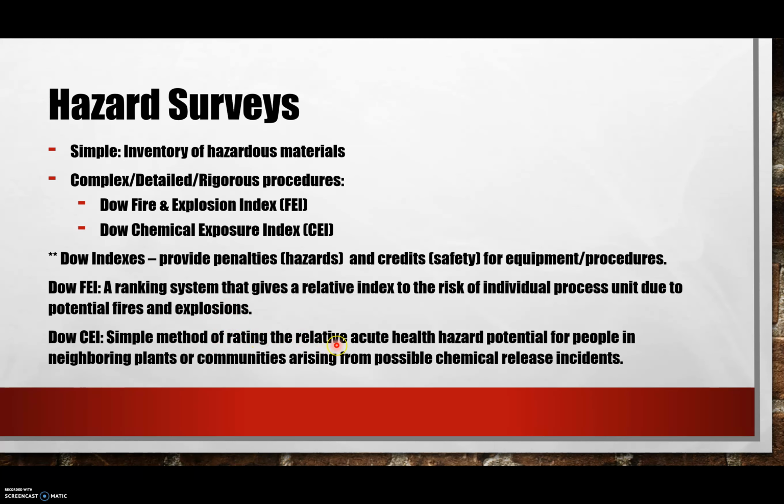that relatively rates the acute hazard potential for people in neighboring plants or communities surrounding this equipment. So one survey involves fire and explosion. Another survey involves hazardous chemicals, or the chemical exposure index.